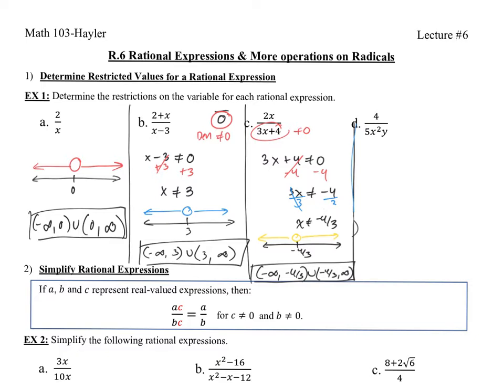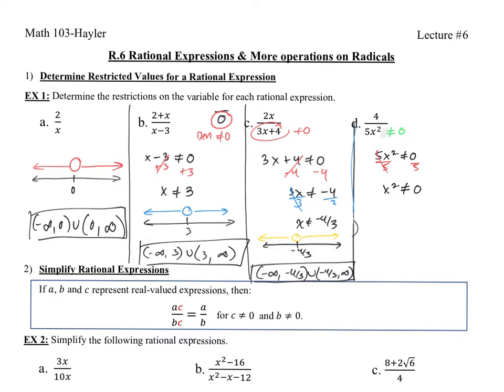Alright, so the last one. It has a typo. Please go ahead and take out that y. That's not supposed to be there. It's just 5x squared. Okay, so now, remember, as usual, we're trying to figure out what makes this denominator 0, because we don't want it to equal 0. So to figure out what that value is, we're going to go ahead and solve for x. Alright, let's divide both sides by 5. And then we get x squared cannot equal 0.